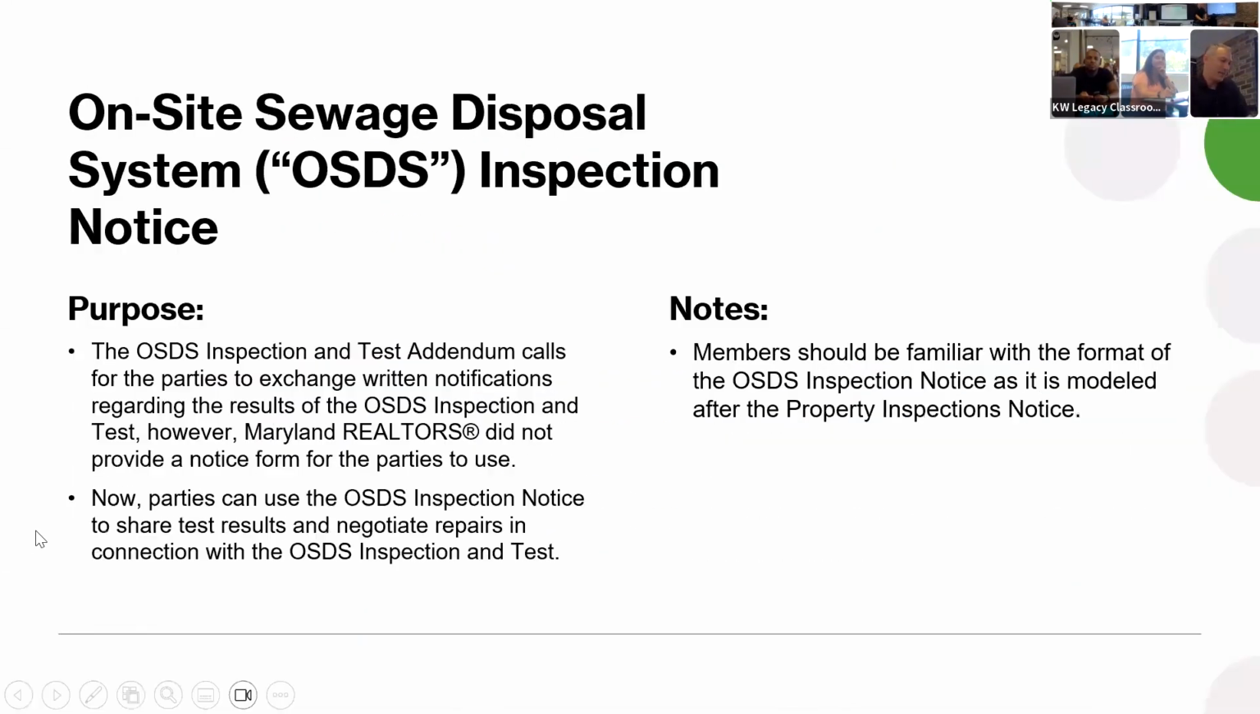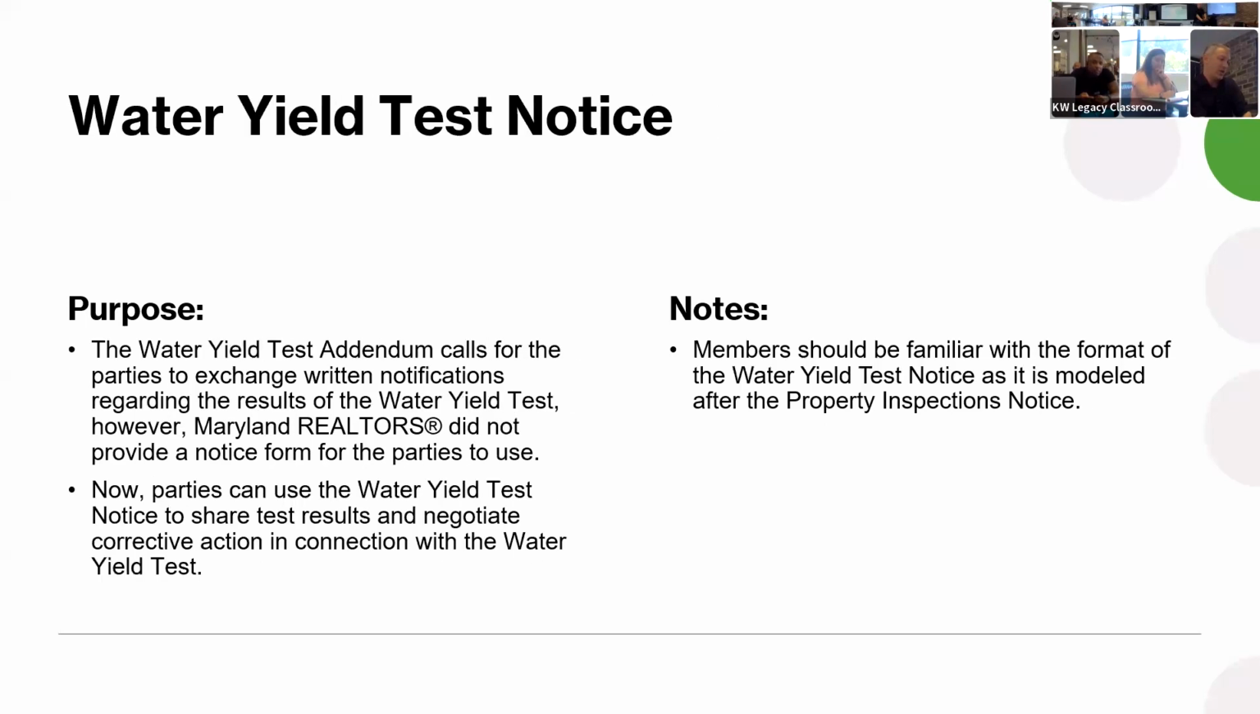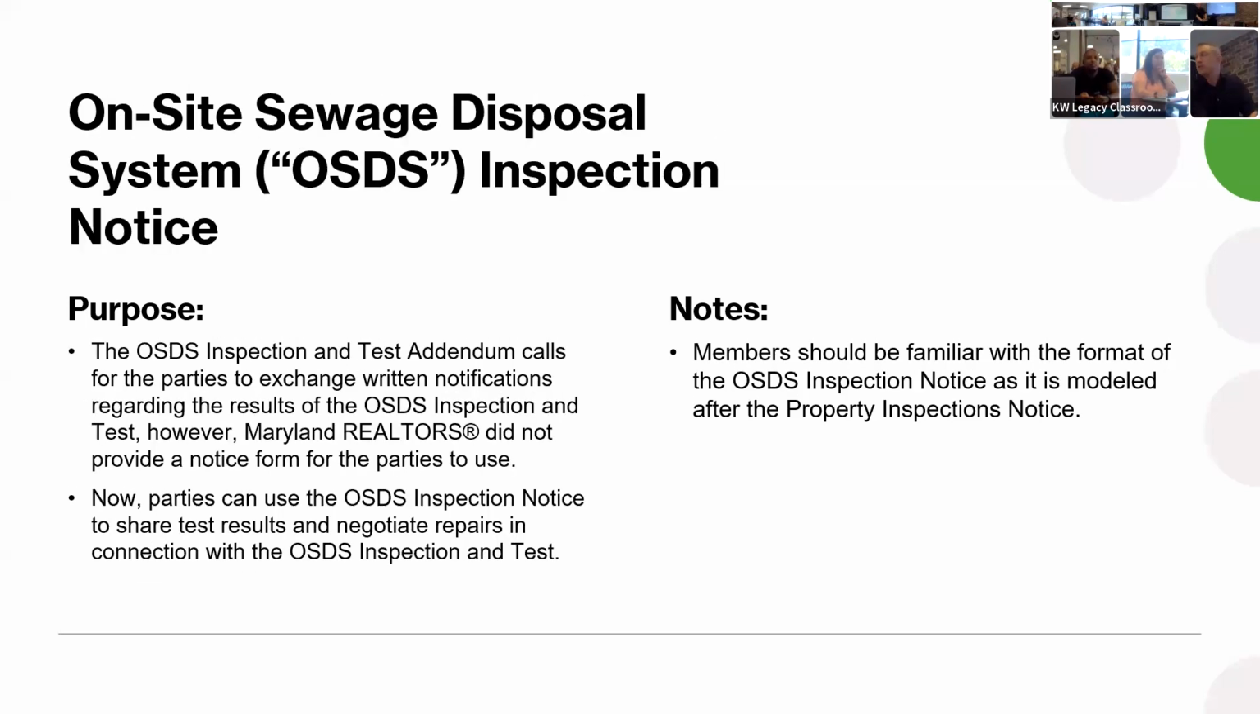Okay. Let's hop to, okay, so there are 3 documents here that are notices. So we know that for your property inspections addendum, we have a PIN, the property inspections notice. That is the document that we use to effectuate the negotiations, send the documents back and forth, right? But the property inspections addendum only contemplates certain things: structural, mechanical, mold, environmental, etc.